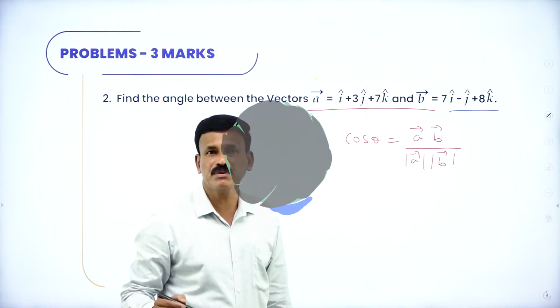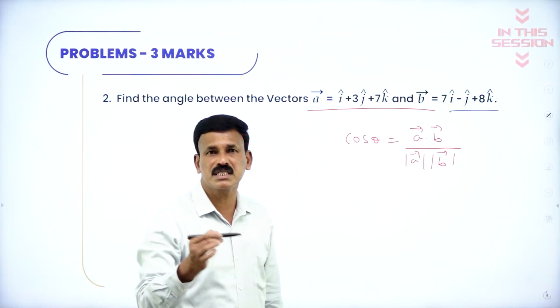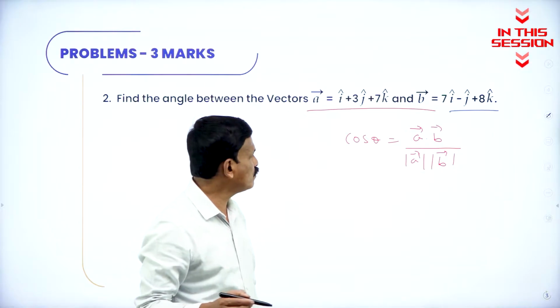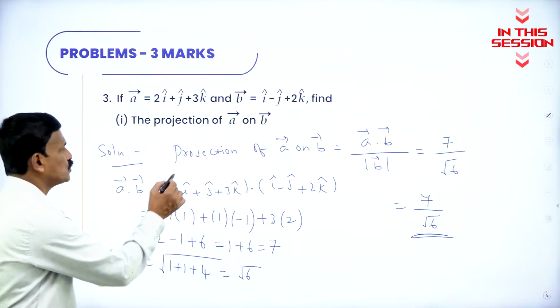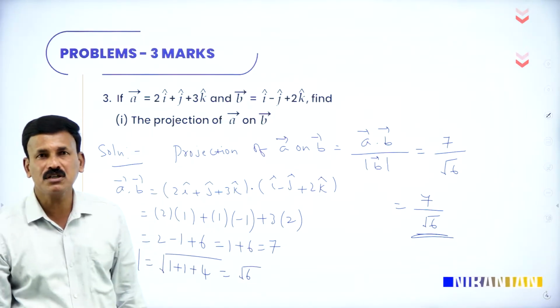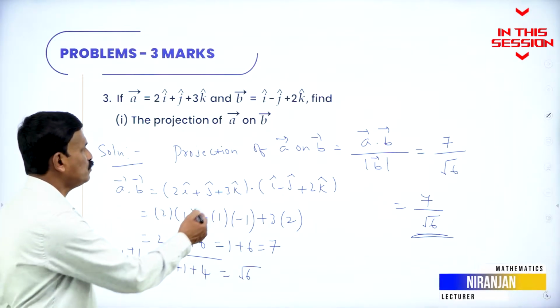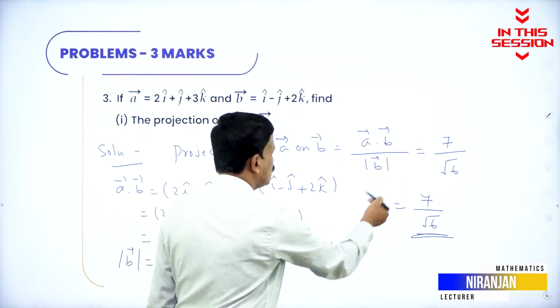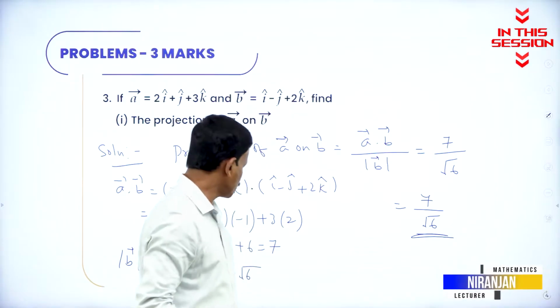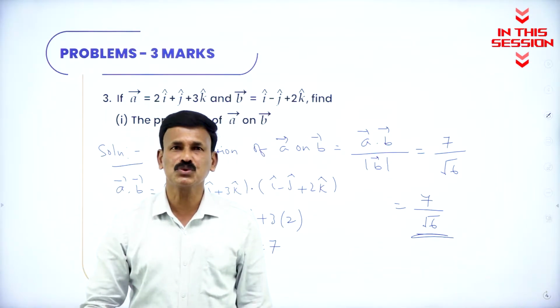The angle of intersection between the two vectors a and b is given by cos theta is equal to a dot b divided by length of a into length of b. The projection of vector a on vector b is a dot b divided by length of b. Here a dot b is equal to 7, length of b is equal to root 6. So the projection is 7 by root 6.